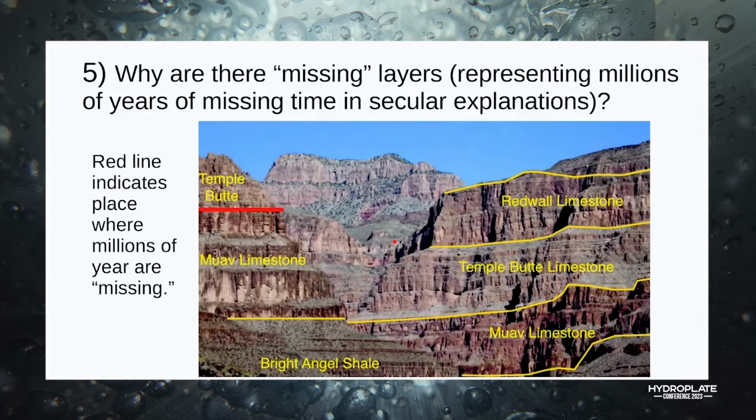Fifth, why are there missing layers representing millions of years of missing time, according to the secular explanations? So right where that red line is between the Muav and the Temple Butte limestone, those are both limestone layers. But according to their geological column, the Muav limestone is much older than the Temple Butte, and they're part of recognizable layers. So I'm not doubting their analysis of that. But the two layers shouldn't be touching. There should be a lot of other rock between them.